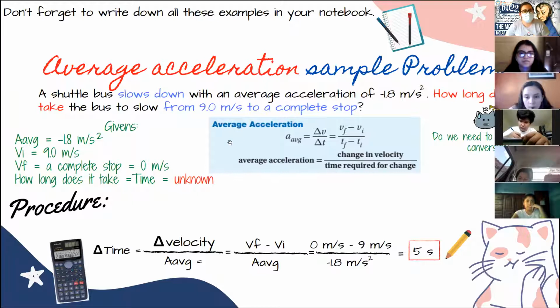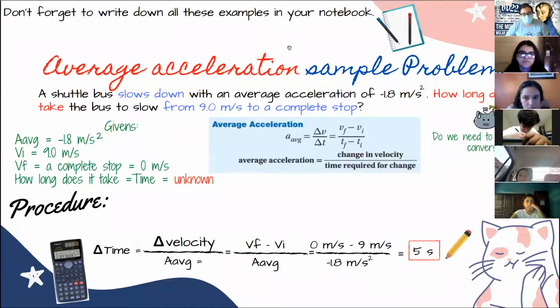It says a shuttle bus slows down. So it means that the bus was traveling at a specific velocity and probably sees a cat and tries to slow down because it doesn't want to crush the cat. So what happens?